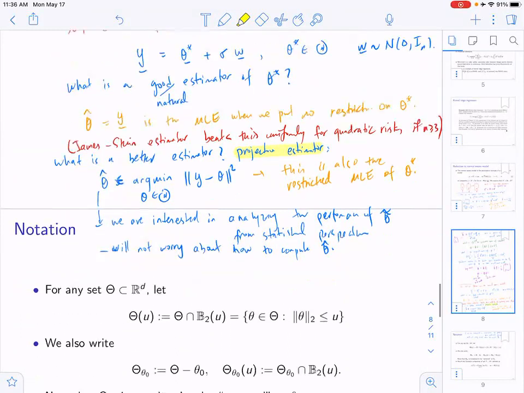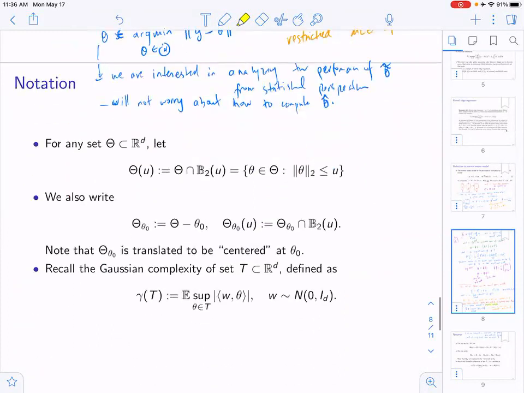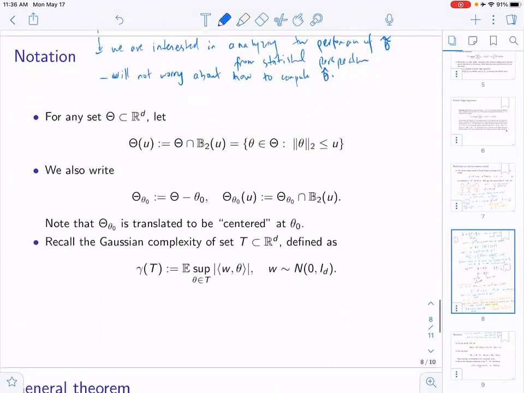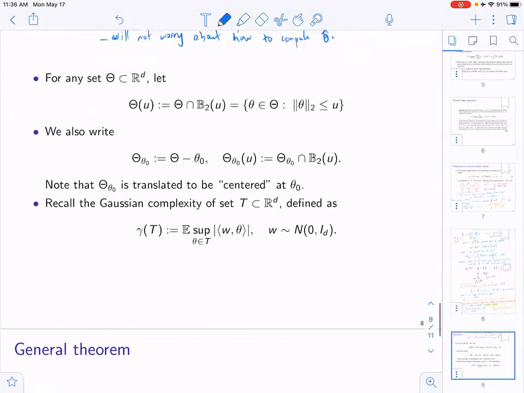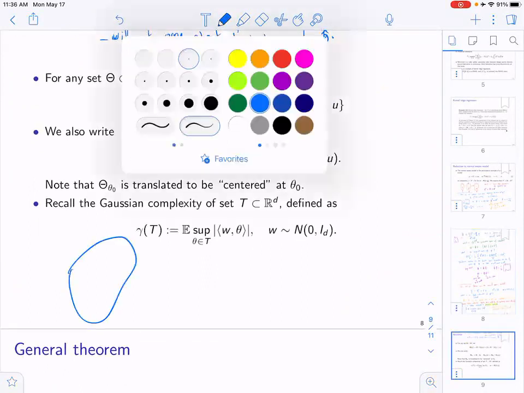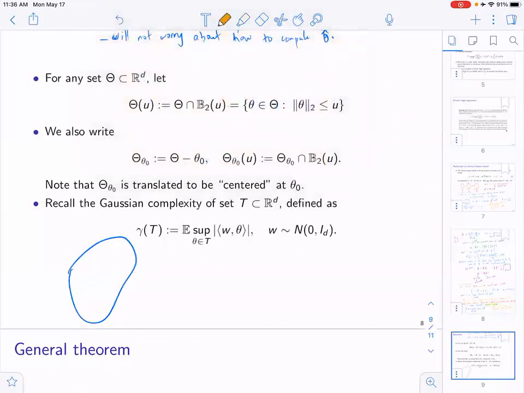So I'm going to use a bunch of notations here which are not standard, but I'm going to use them throughout. So for any set in R^d, I'm going to write theta of u for the intersection of theta with the L2 ball of radius u, or this guy. So if you have a set here, sorry, let me do the set like this. So I have a set.